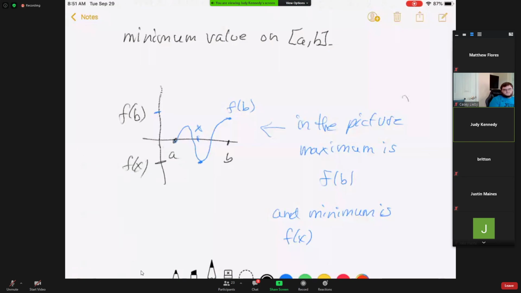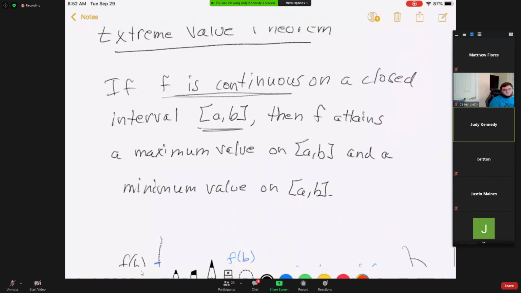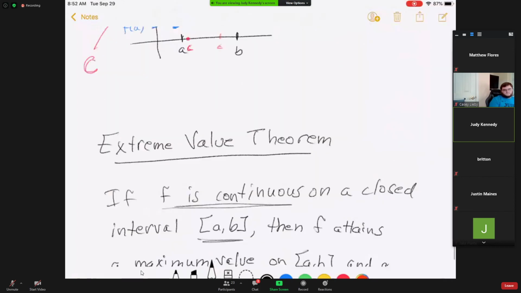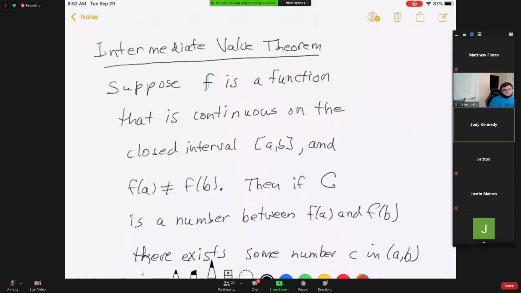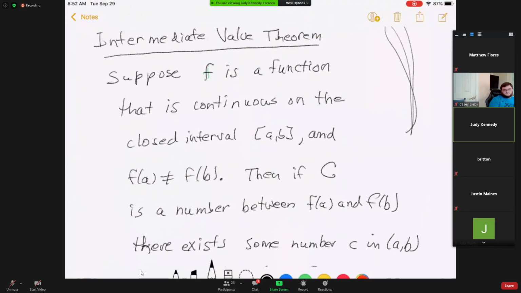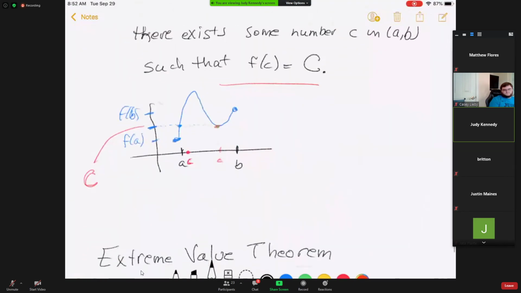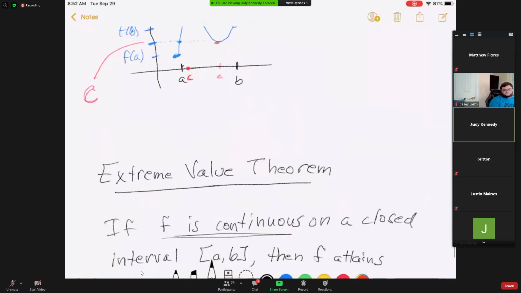Okay, so we're gonna do some problems using the extreme value theorem. We're gonna find maximum and minimum values for some functions on closed intervals tomorrow, and we'll also do some problems that use the intermediate value theorem. But maybe I will stop there for today. I think I'm almost out of time anyway.